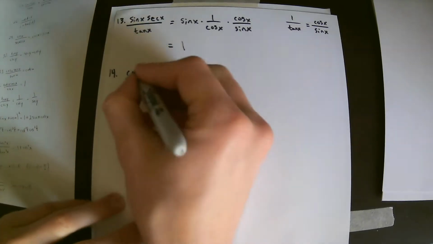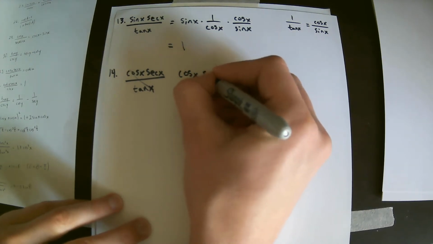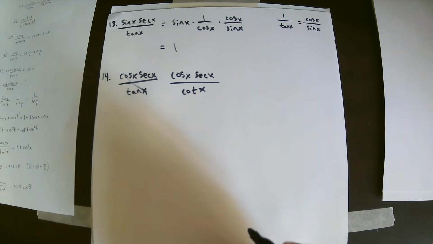Oh, nope, I wrote it down wrong. It's supposed to be cosine x, where are we? Secant x over cotangent x. So it's actually a little bit different.